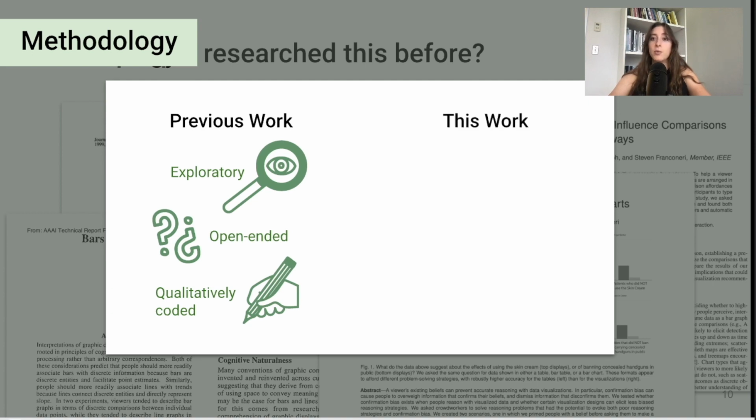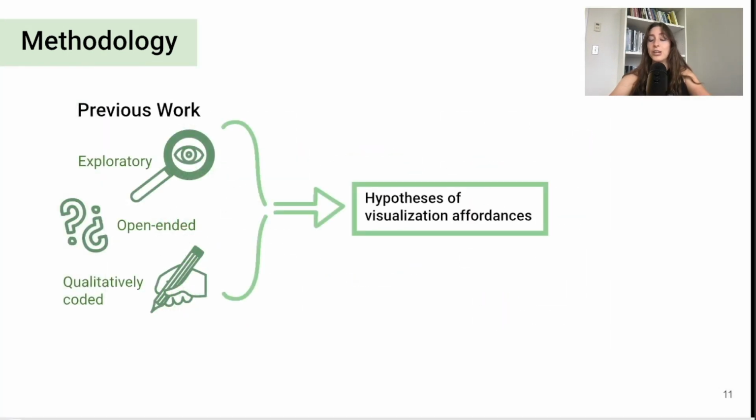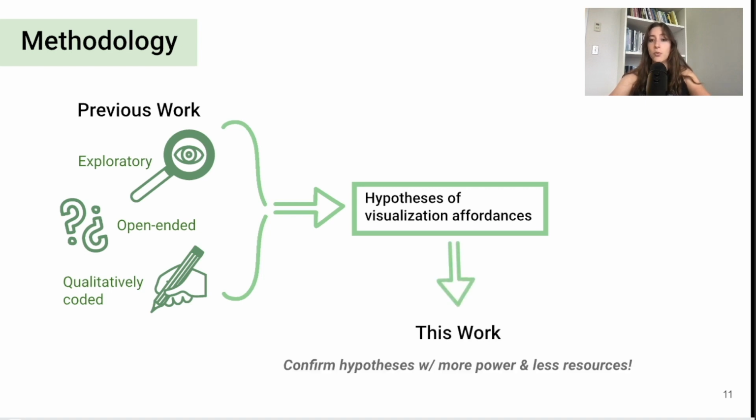That's all well and good, but we present a different methodology. Our work, on the other hand, is confirmatory. It's quantitative in nature, and therefore it's very easily reproducible, reviewable, and adaptable. Now, we don't mean to posit that our work should replace the previous work. These two go hand in hand, they're very complementary. For example, this previous work is very good at generating new hypotheses of visualization affordances. That's in part due to its exploratory nature. These hypotheses can then be fed into our methodology, which can confirm them with higher statistical power and using a lot fewer resources than previous methods.